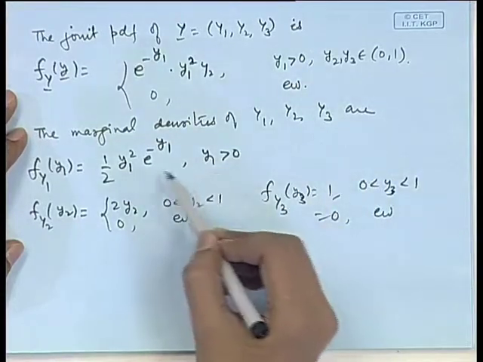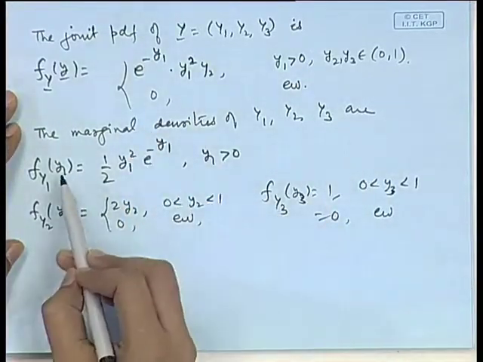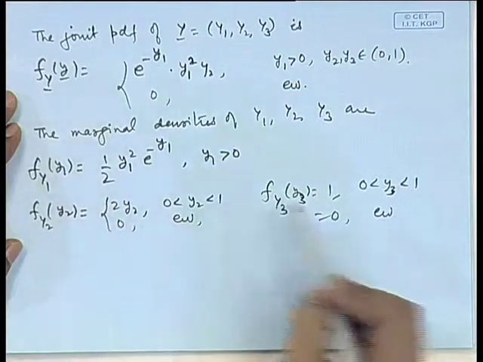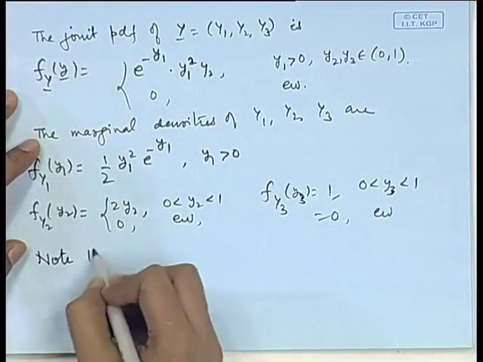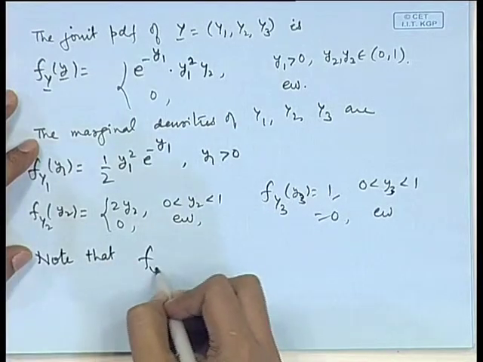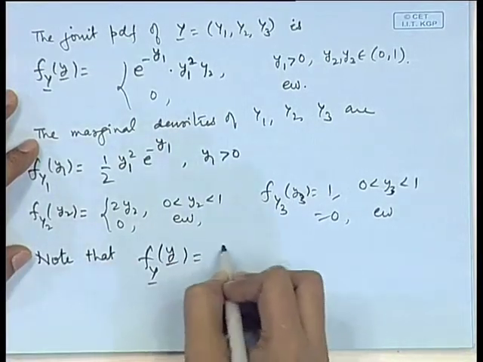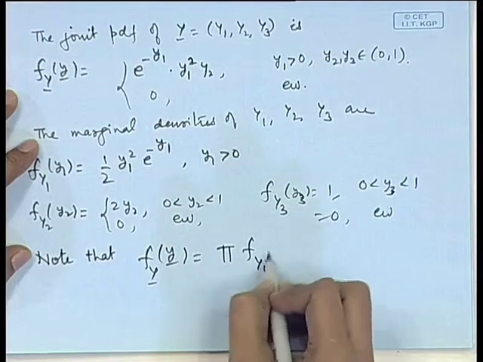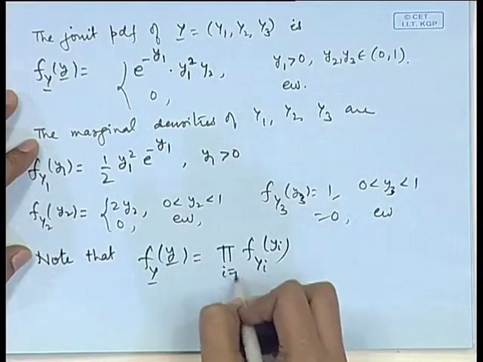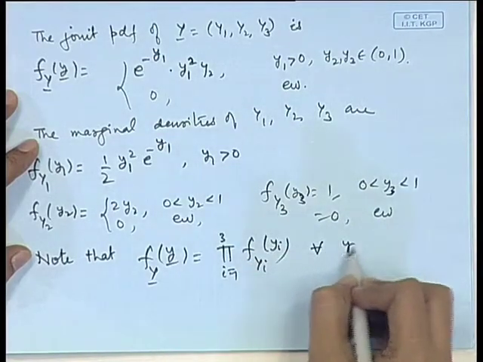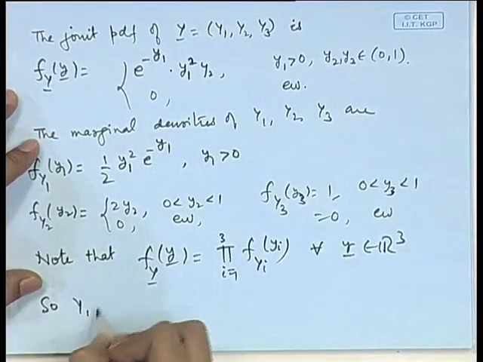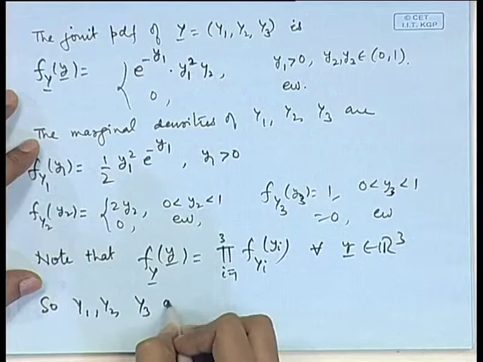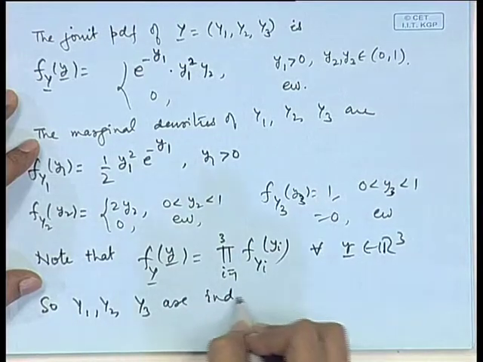One interesting feature we can notice here, that if I look at the product of the marginals, it is equal to the joint. Note that f of y is equal to the product of the marginals, so y 1, y 2, y 3 are independent.